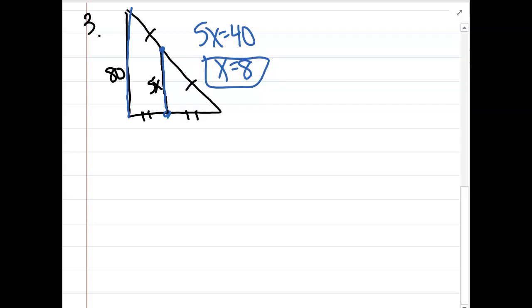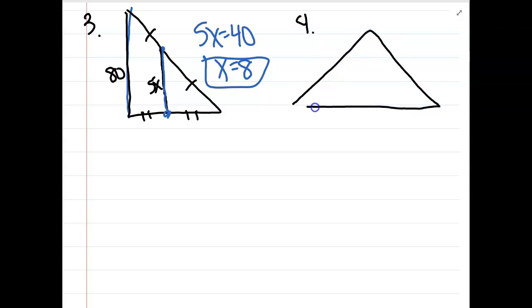Let's do one more of these. So number 4. Let's draw a nice big triangle like this. A line across in the middle. And we'll do these two segments are congruent. And then these two segments are congruent. And then this middle one is going to be x plus 3. And the bottom is going to be 20. Okay, kind of similar to the last one.